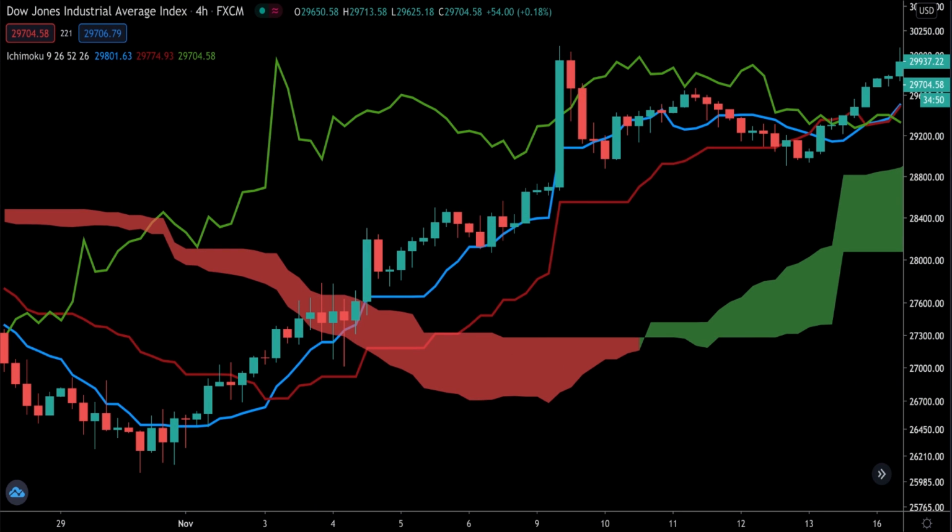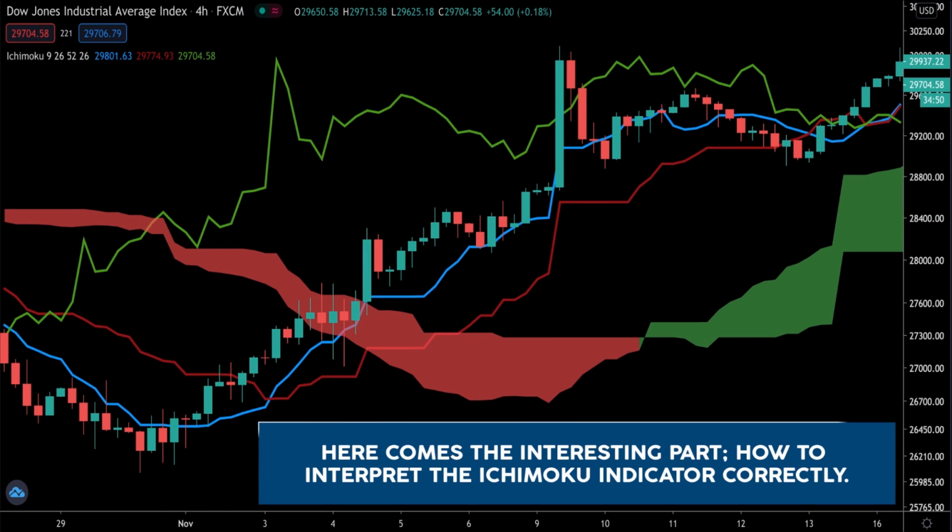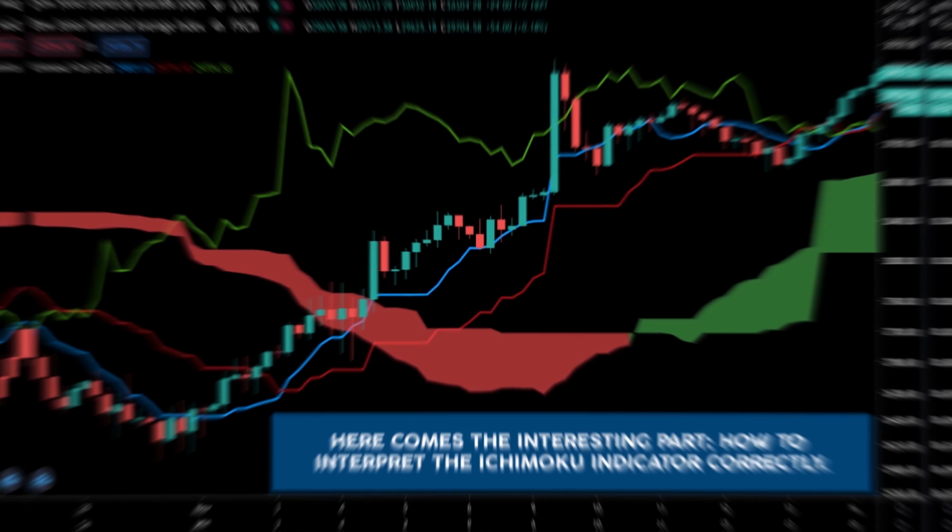Now that you understand the different components, here comes the interesting part: how to interpret the Ichimoku indicator correctly. Be sure to pay close attention to this part of the video because many traders get this wrong and lose money by applying it wrongly. I don't want that to happen to you, so pay close attention.